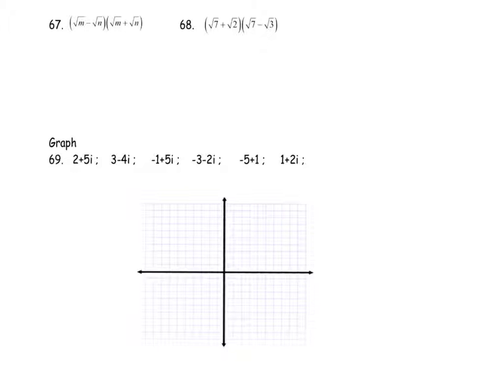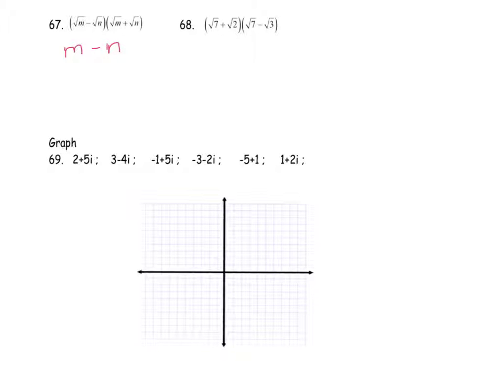We'll do a few review problems again. On question number 67, which is out of the book, it's the square root of m minus the square root of n times the square root of m plus the square root of n. So this is multiplying conjugates. So if we multiply conjugates, we are going to get simply m minus n as an answer. The square root of m squared is m, and minus the square root of n squared is n.